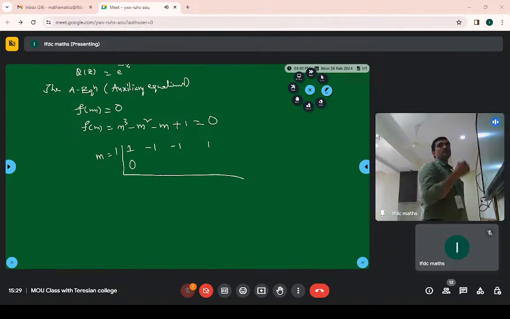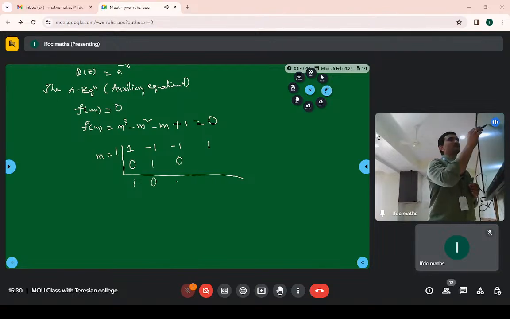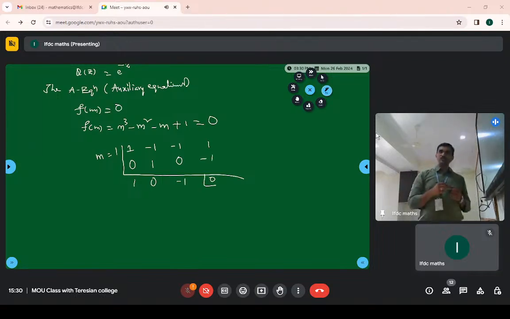We need to add these two. This method is called the synthetic division method. So I would like to find a root. 1 plus 0 is 1, and 1 into 1 is 1. Minus 1 plus 1 is 0. 1 into 0 is 0. Minus 1 plus 0 is minus 1. 1 into minus 1 is minus 1. And minus 1 plus 1 is completely 0. So I got one root: m minus 1.